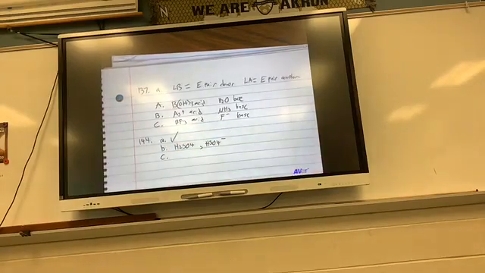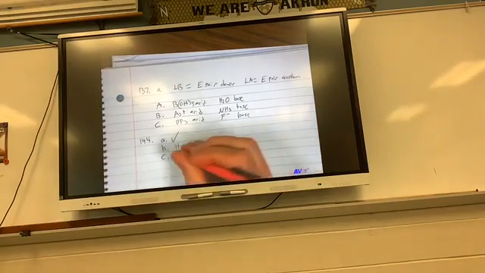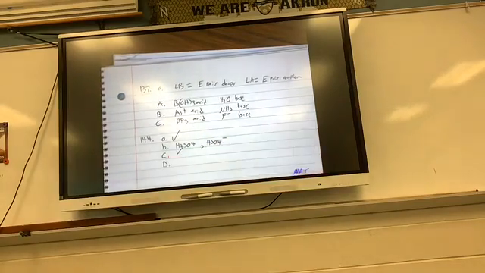Letter C, H3PO4 and H2PO4 minus. Yes. Letter D, HC2H3O2 and C2H3O2 minus. Checks out. It's a difference of one hydrogen. Yes, that's a conjugate acid-base pair. That's 144. Next one.